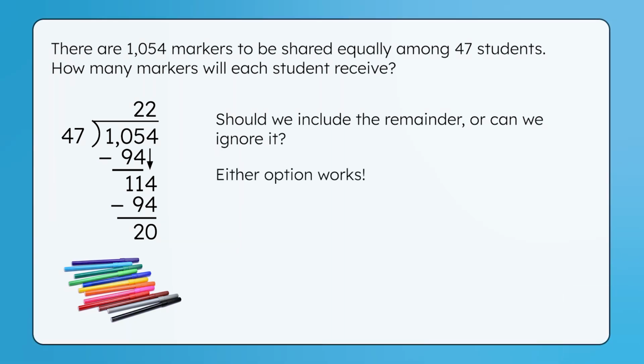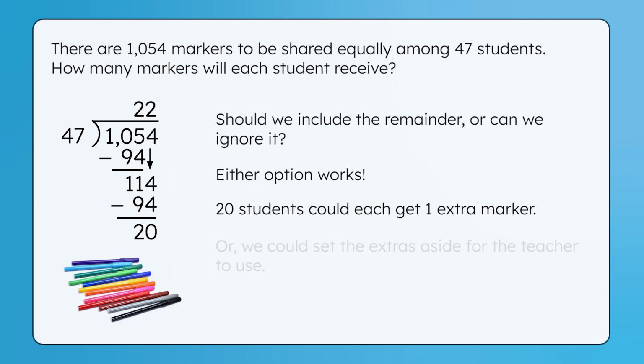Either option works. It depends on whether it's acceptable for some of the students to receive one more marker than the others. If it's okay to give a few students an extra marker, we could distribute the remaining 20. But if fairness means every student gets the same number, we'd stick with 22 and set the extras aside for the teacher to use.